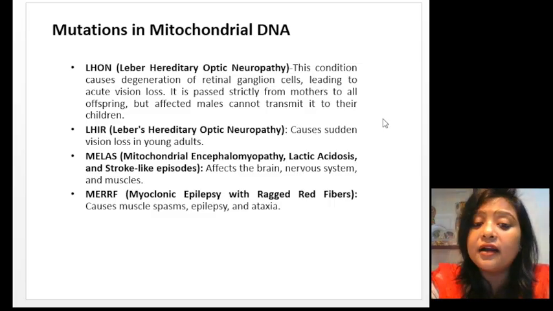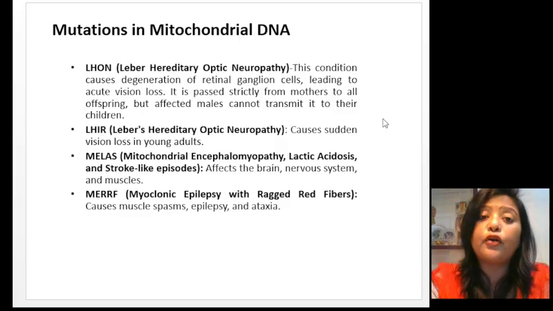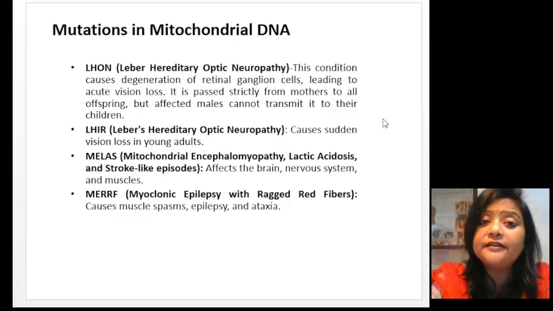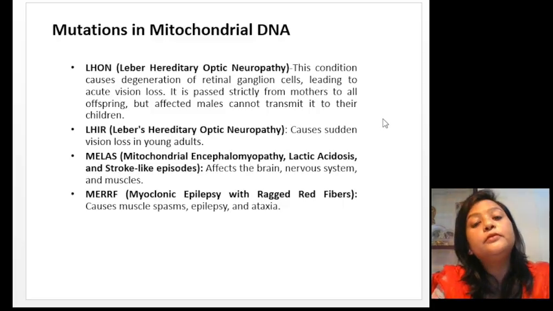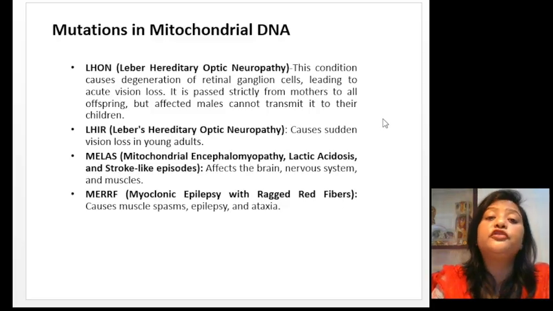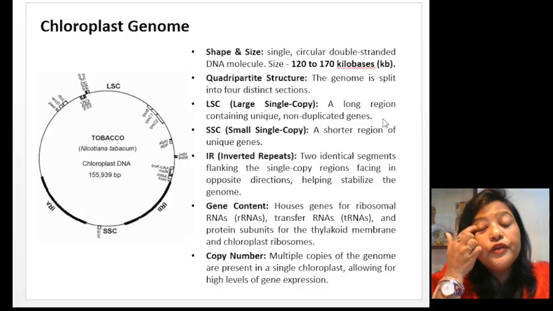Last is MERRF. It's myoclonic epilepsy with ragged red fibers. It causes muscle spasms, epilepsy, and ataxia. So these are some of the conditions which occur because of mutation in mitochondrial DNA. Moving on to the chloroplast genome.